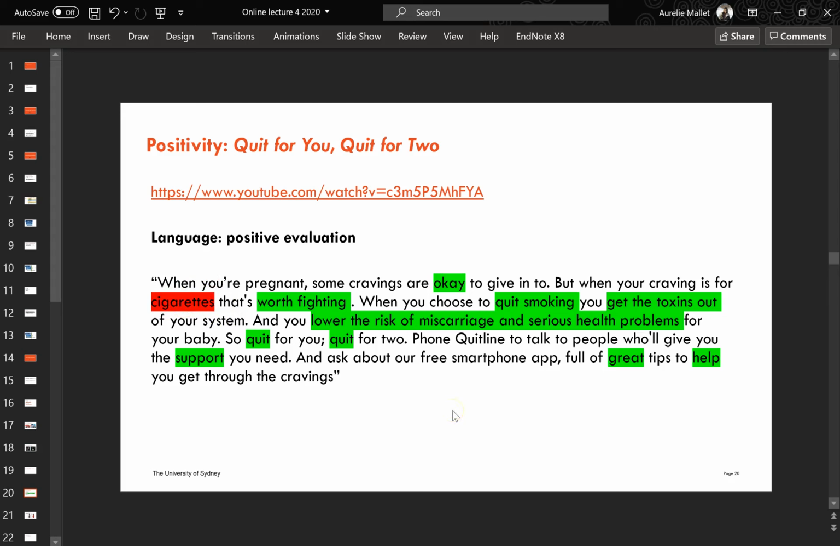So this is the voiceover. When you're pregnant, some cravings are okay to give into, but when your craving is for cigarettes, that's worth fighting. When you choose to quit smoking, you get the toxins out of your system, and you lower the risk of miscarriage and serious health problems for your baby. So quit for you, quit for two. Phone Quitline to talk to people who will give you the support you need, and ask about our free smartphone app full of great tips to help you get through the cravings.